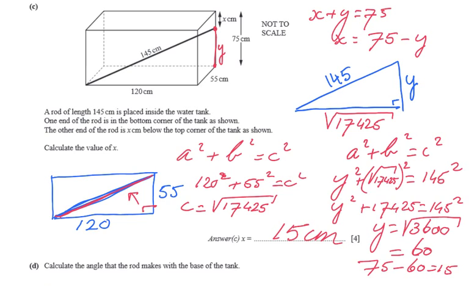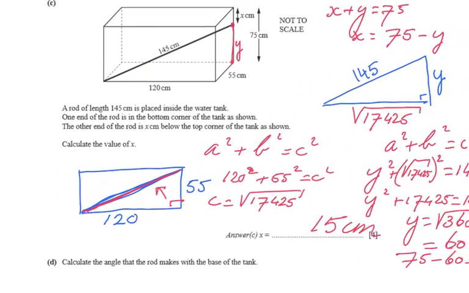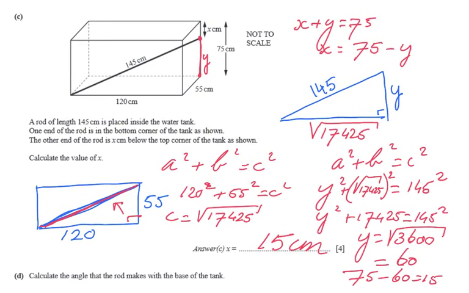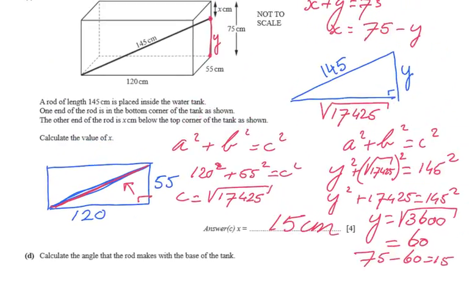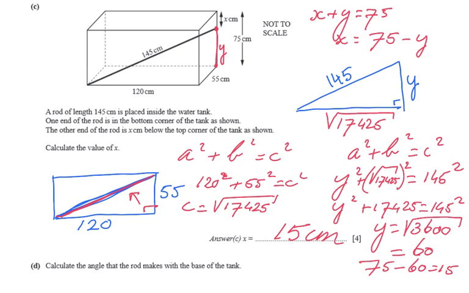We continue because the next question is calculate the angle that the rod makes with the base of the tank. Now I have to make some space for that question. How am I going to do that? I'm not sure. I think I can just take a little bit. No, I can't. Okay. You know what? I'll just do it like this. Look at that.